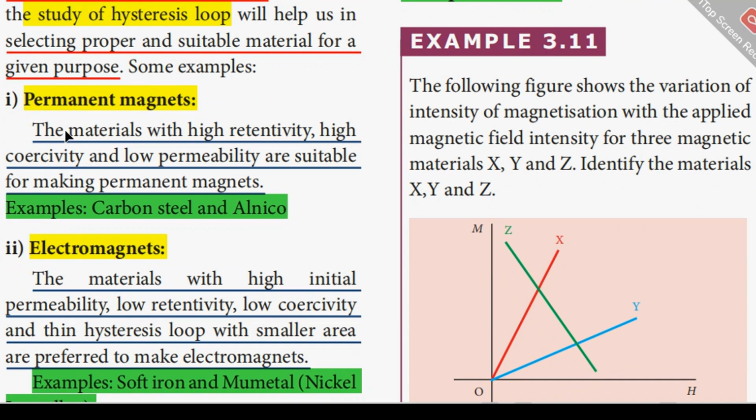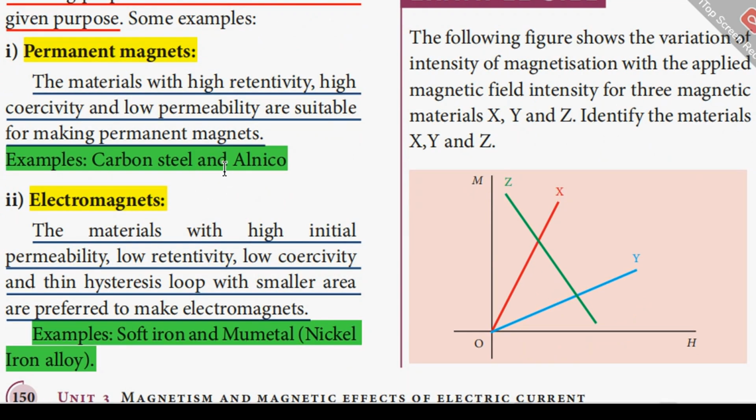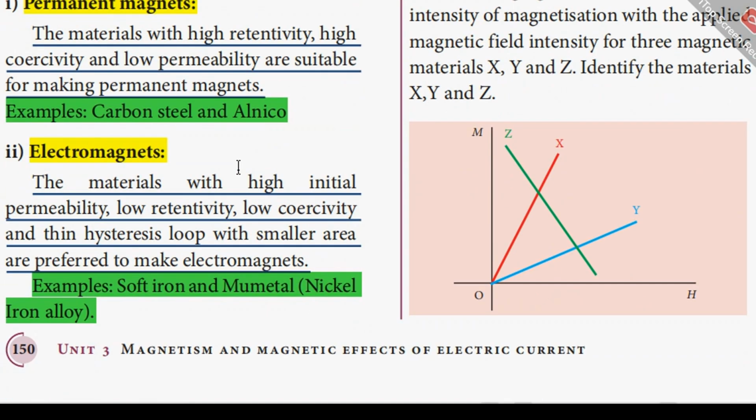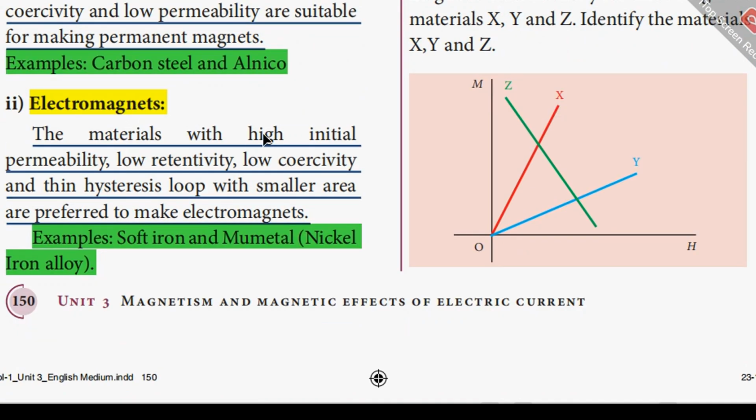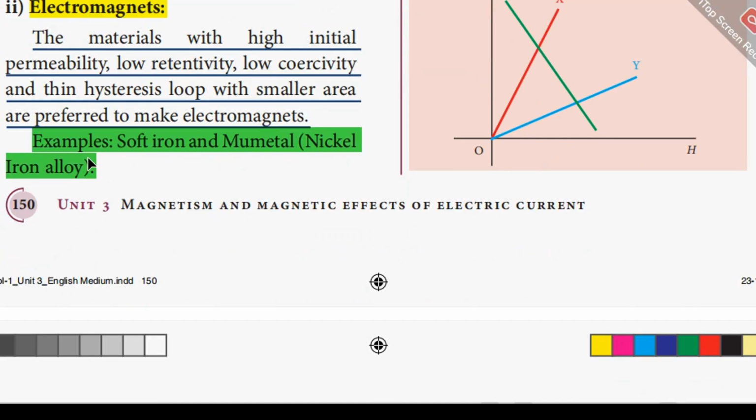Permanent magnets, the making of permanent magnets. The materials with high retentivity, high coercivity, and low permeability are suitable for making permanent magnets. Examples: carbon steel and alnico. Electromagnets. The materials with high initial permeability, low retentivity, low coercivity, and a thin hysteresis loop with smaller area are preferred for making electromagnets, as they have to be magnetized and demagnetized very often. Examples are soft iron and mu metal, that is a nickel iron alloy.